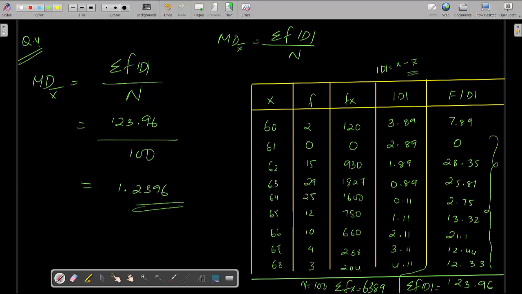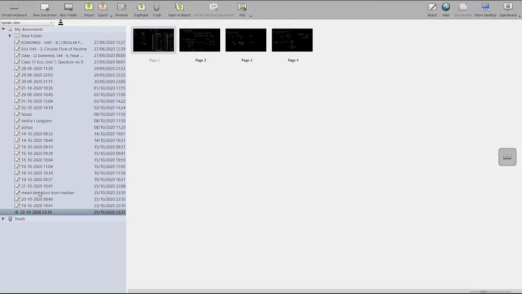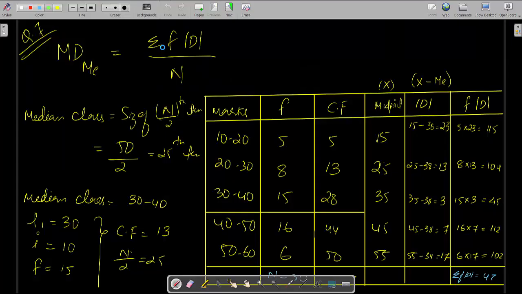Now, there's one more question, that is mean deviation from median, right? Mean deviation from median. That is question number 7. I've already solved the question, so I'm just going to show you how we do it. This is already a solved question here.